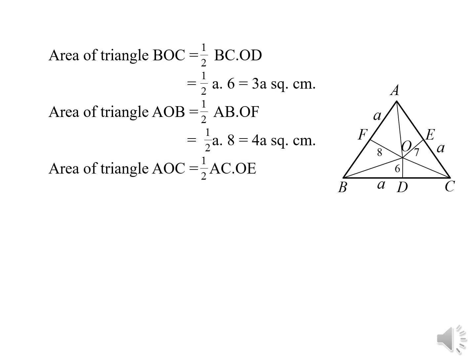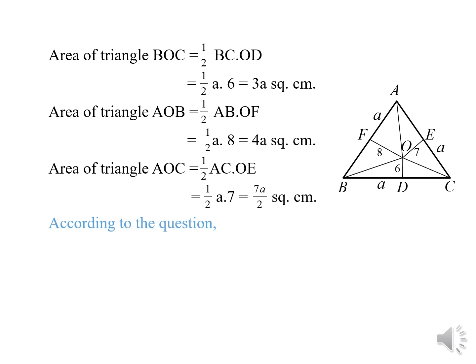Last of all, area of triangle AOC is equal to half into base into height. That means half into AC into OE. Here base is AC and OE is the perpendicular. Putting the values, we get half into a into 7, since AC is a and OE is 7. So finally we get 7a by 2 square centimeter, which is the area of triangle AOC.